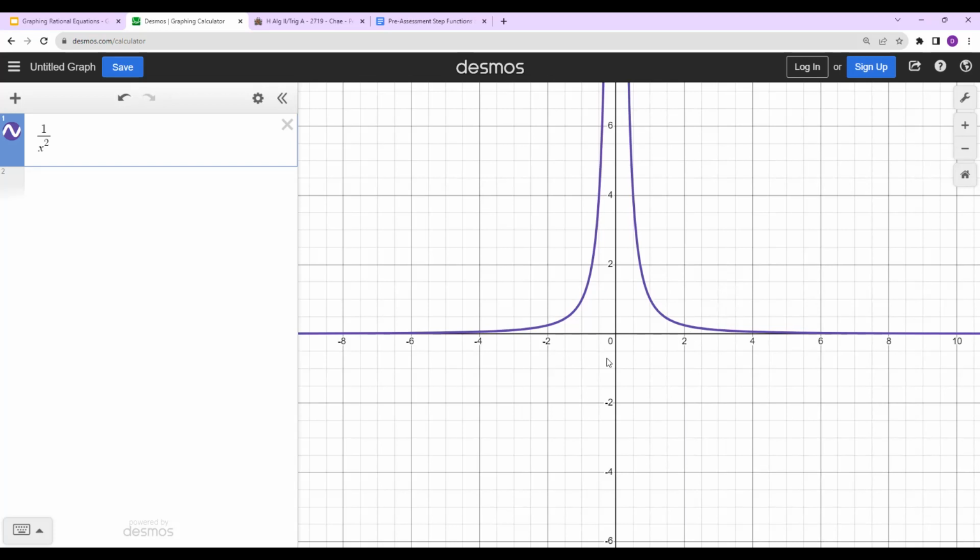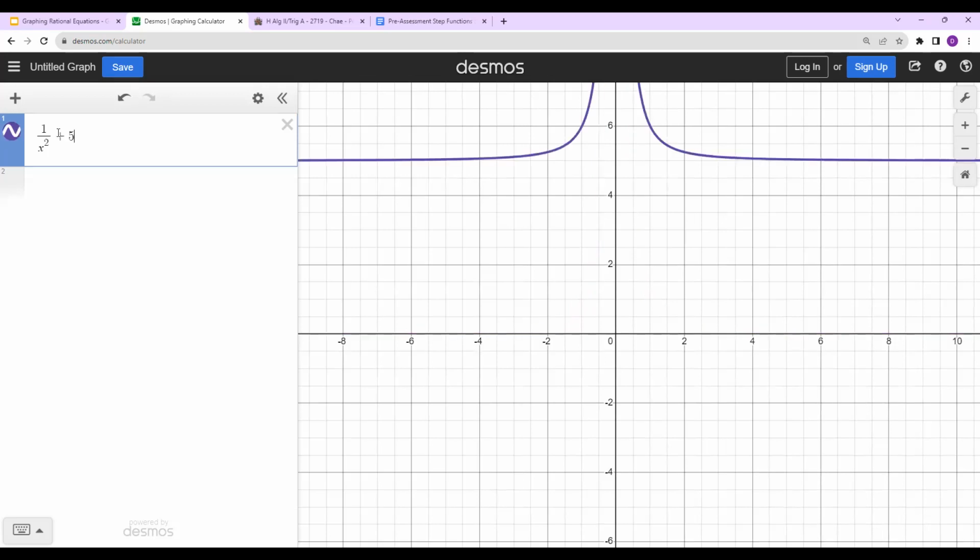But what happens if I put, let's say, a +5 right here? What would the domain be, and would the domain stay the same? Yes, the domain stays the same. But what about the range? The range changes from what? 5.